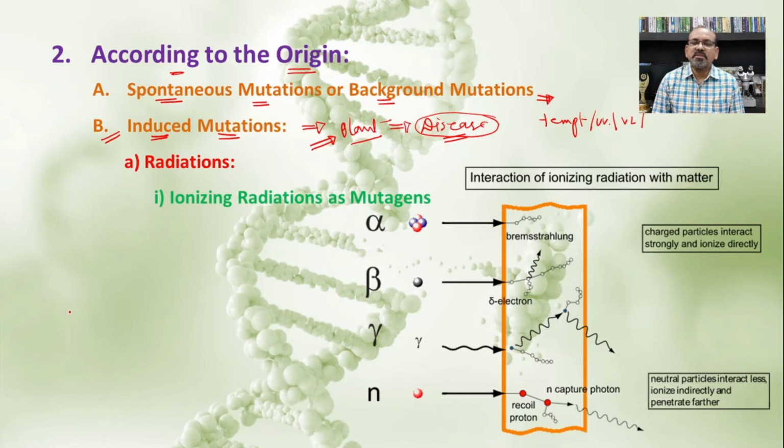Such changes in the genome or the DNA of the organism can be introduced artificially, and such artificially induced mutations are the synthetic mutations, also known as induced mutations. The induced mutation can be introduced with the help of certain radiations which are of two different types: ionizing radiations and non-ionizing radiations. The first one we will see is the ionizing radiations.